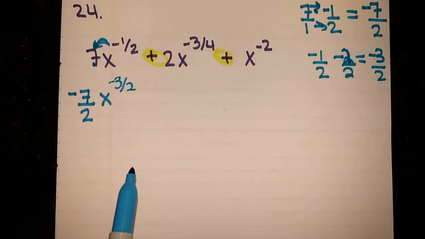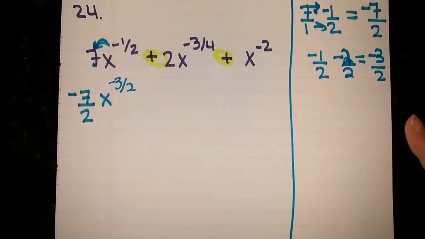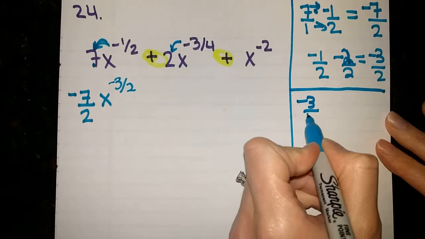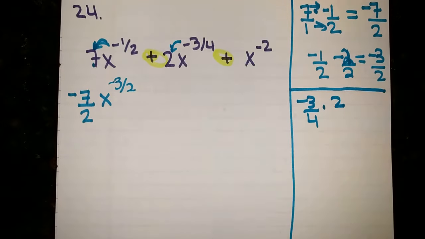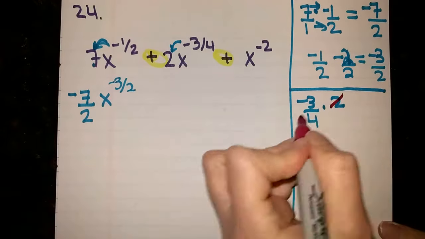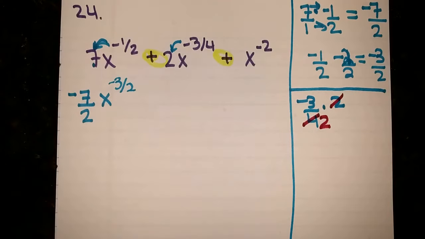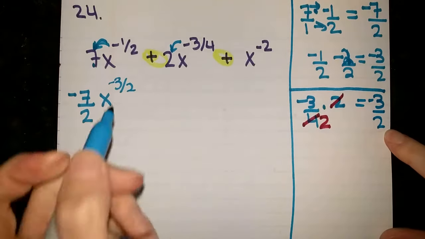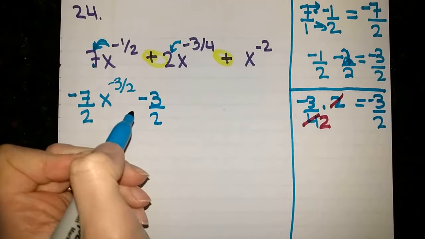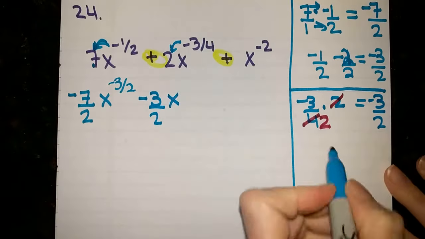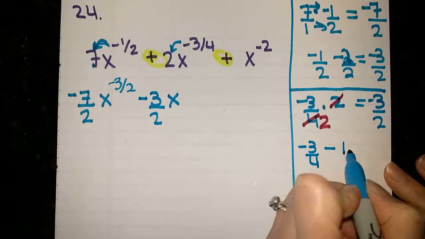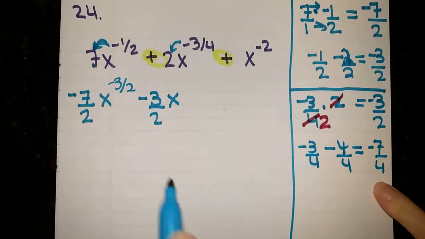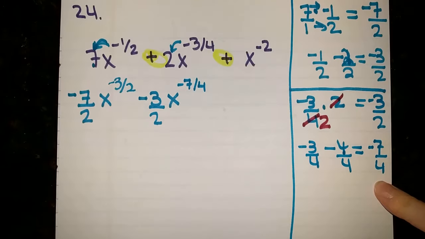All right, for the second term, we're going to do the same thing, and let me just draw a little line here so we're clear. So for the second term, I'm going to bring down the -3/4 and multiply that by 2. And yes, you can multiply straight across, or you can notice that this 2 and this 4 have a common factor, so you could cross out a 2 factor, and that would leave you with -3/2 as your new coefficient. And then you would have x, and then you would take your -3/4 and subtract 1, so the -1 would be 4 over 4, so that would give you -7/4. So your new exponent would be -7/4.